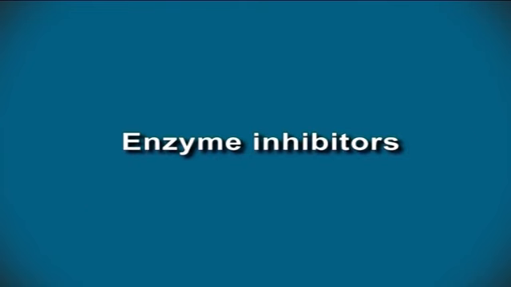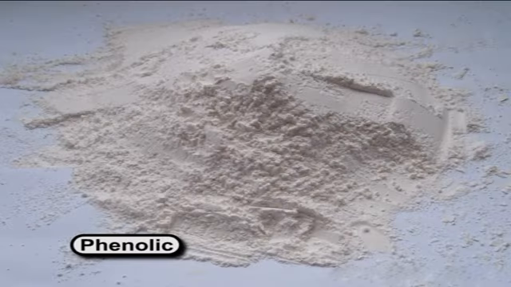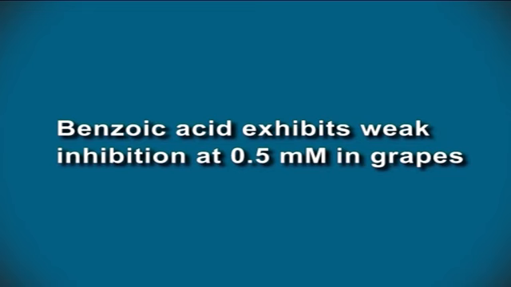Enzyme inhibitors. Aromatic carboxylic acids such as benzoic acid and cinnamic acids are PPO inhibitors due to their structural similarities with the phenolic substrates. The undissociated forms of these acids are able to inhibit PPO by forming complexes with copper at the active site of the enzyme. Benzoic acid exhibits weak inhibition at 0.5 millimolar in grapes.